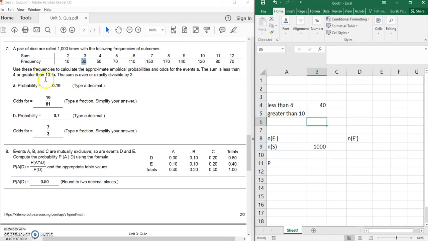And then greater than 10, which is when it's 11 or 12, and that's 80 plus 70, so that's 150. So the desired situation is, and there's no intersection here, it can't be less than 4 and greater than 10 at the same time. So that would be 190. And the total situations are 1,000, so the answer would be 190 divided by 1,000, which is 0.19.